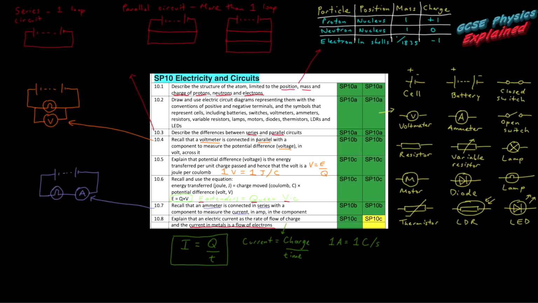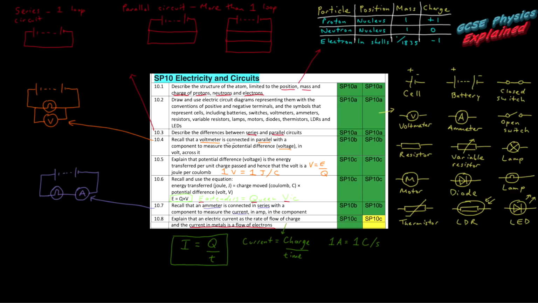Describe the differences between series and parallel circuits. Well, a series circuit has only one loop, whereas a parallel circuit has more than one loop. So this has got one loop, that's got two loops, and this parallel circuit here has got 1, 2, 3 loops.